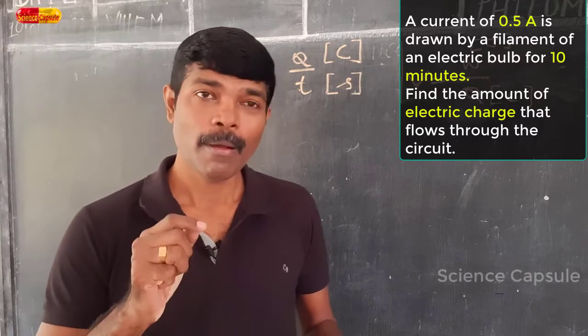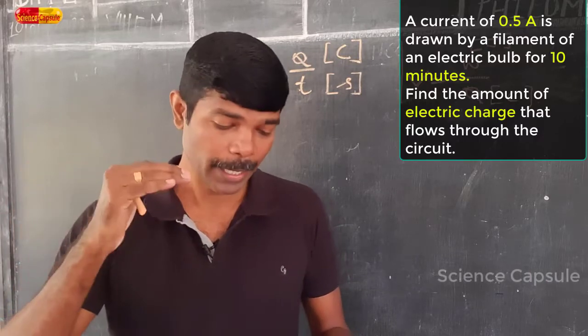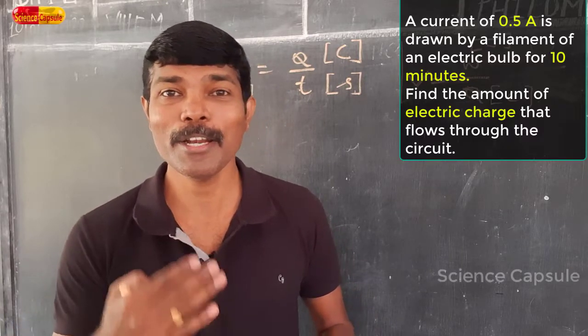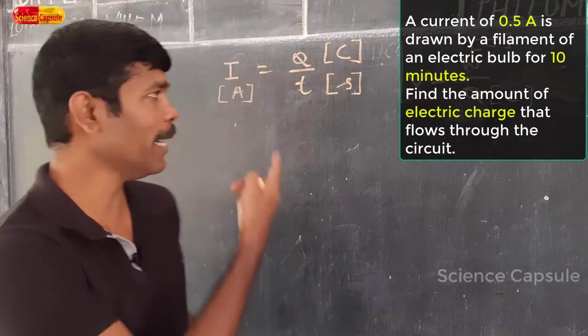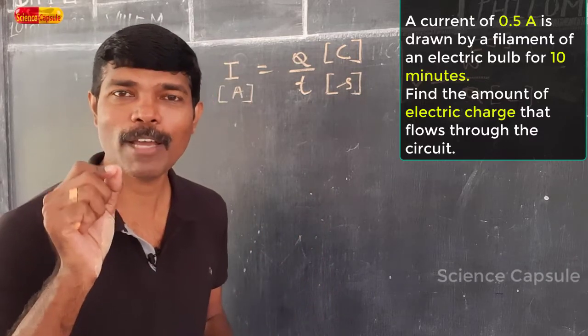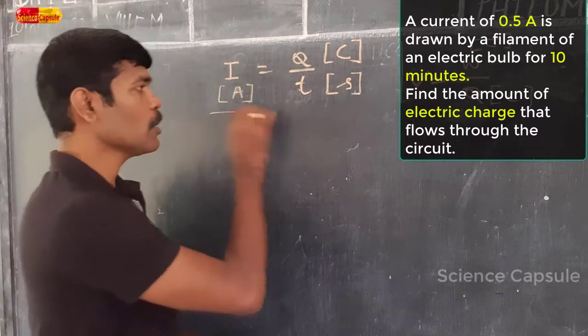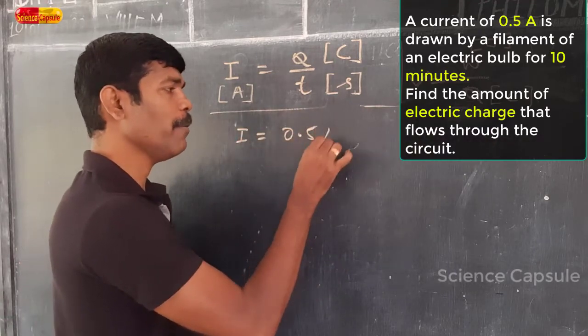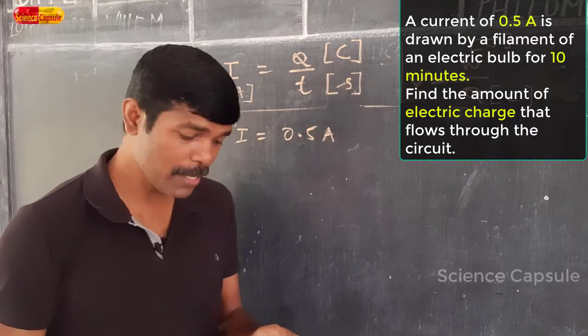See here, there are various ways. A current of 0.5 ampere is given, right? Here ampere is the unit of current. So the given quantity is I equal to 0.5 ampere. Isn't it? Current is given.